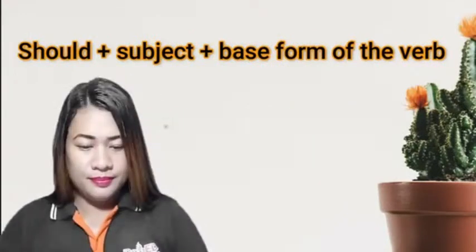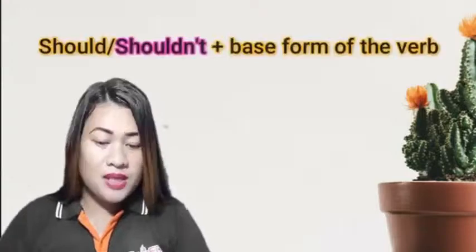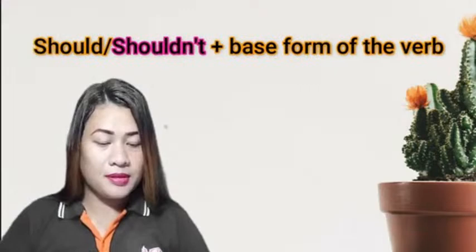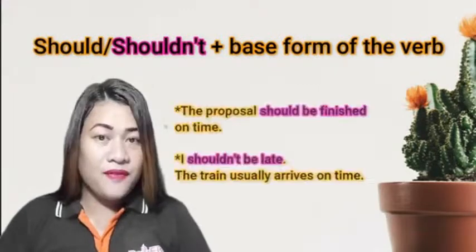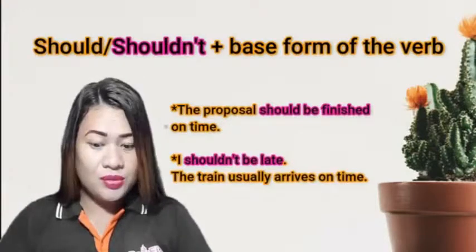A prediction or expectation that something will happen. This is the combination you're going to construct: should or shouldn't plus the base form of the verb. Example: The proposal should be finished on time. I shouldn't be late. The train usually arrives on time.